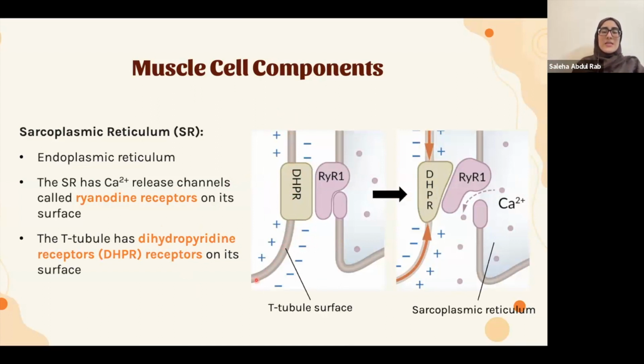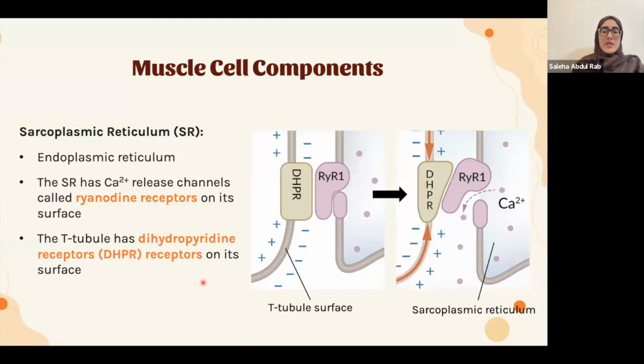That's the sarcolemma, and this is a T tubule, and it has a receptor called a dihydropyridine receptor, or a DHPR, okay? This is the sarcoplasmic reticulum, which you'll notice has a receptor called the ryanodine 1 receptor, and these two are located very close to one another.